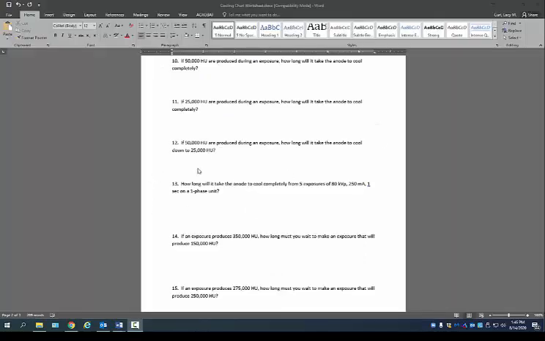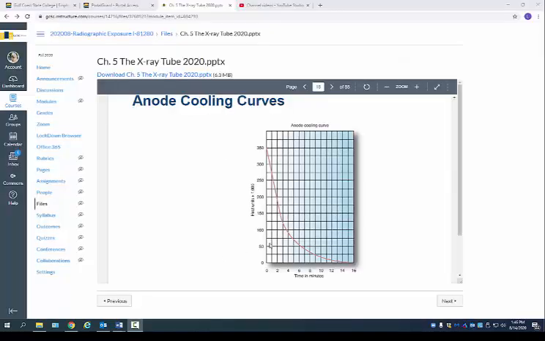Let's work one more. Number 12, if 50,000 heat units are produced during an exposure, how long will it take the anode to cool down to 25,000 heat units? We know that 50,000 is about at 6. And now we're moving to 25,000, which is going to be right here. That's 9 minutes. So 9 minus 6 is 3. So your final answer would be 3 minutes.